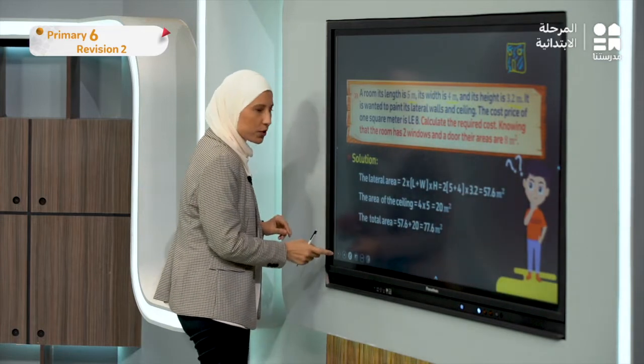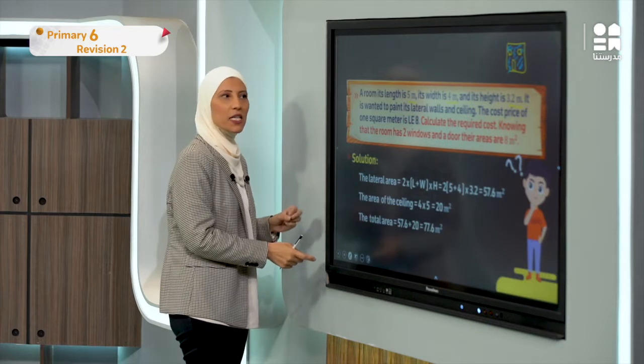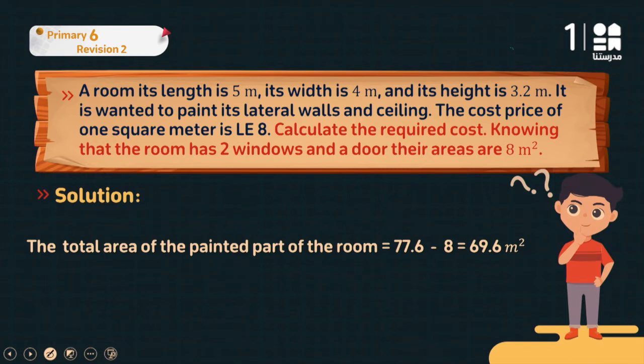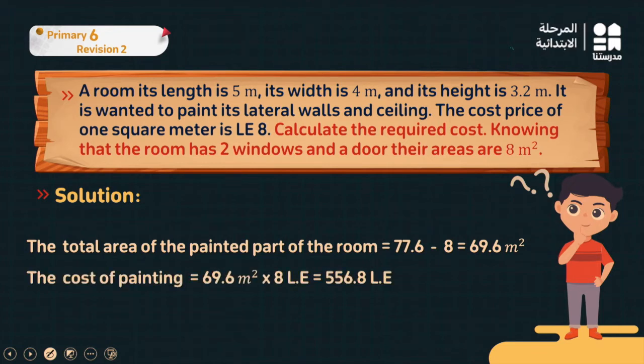So I will make 77.6 minus 8 meters square. So I will find it as 69.6 meters square. Then I will write the price of the painting. It will be my total area that I found times the price of 1 meter square, which is 8. So it will be 69.6 times 8 gives you 556.8 pounds.